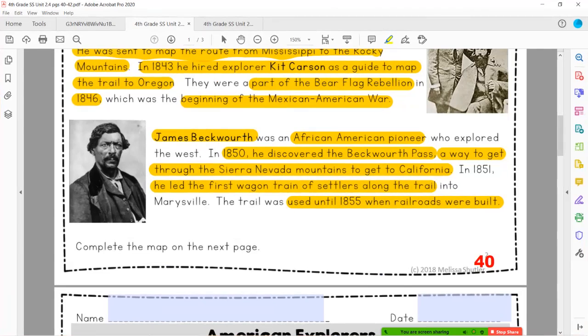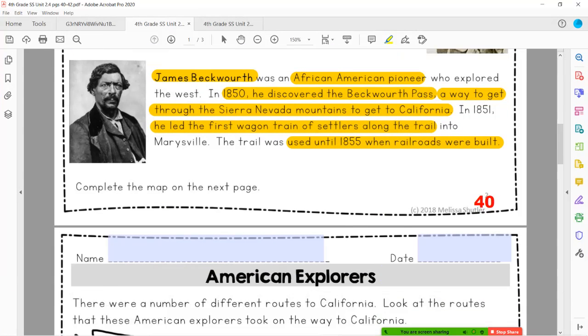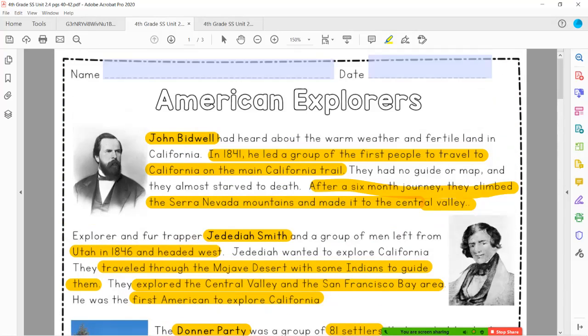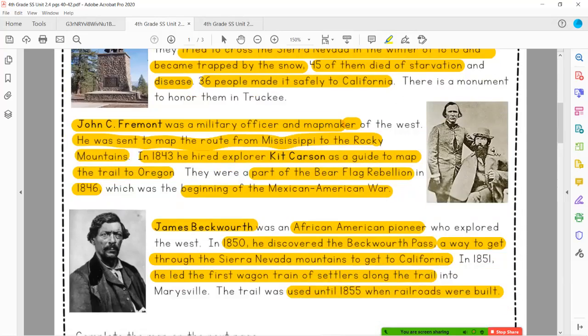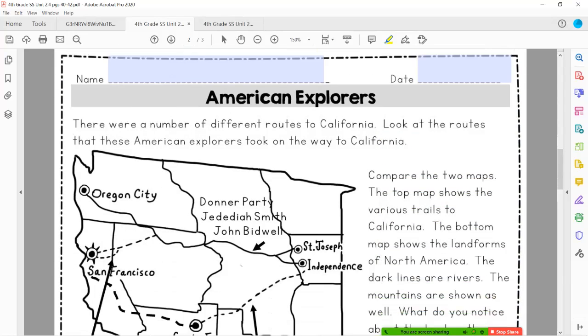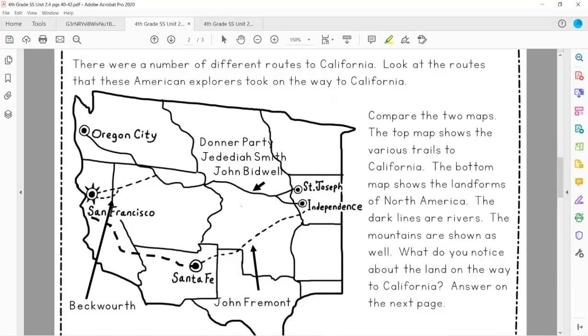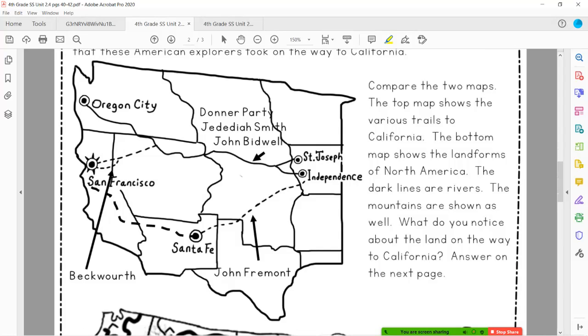So we're going to take that information and use it to help us on the next page. Make sure after you've highlighted or added sticky notes, your name and date is on your pages. Now on this next page, it says there were a number of different routes to California. Look at the routes that these American explorers took on the way to California. You can see the Donner Party and Jedediah Smith and John Bidwell took this route. We can see John Fremont took this route. The Beckworth Pass is right over here.